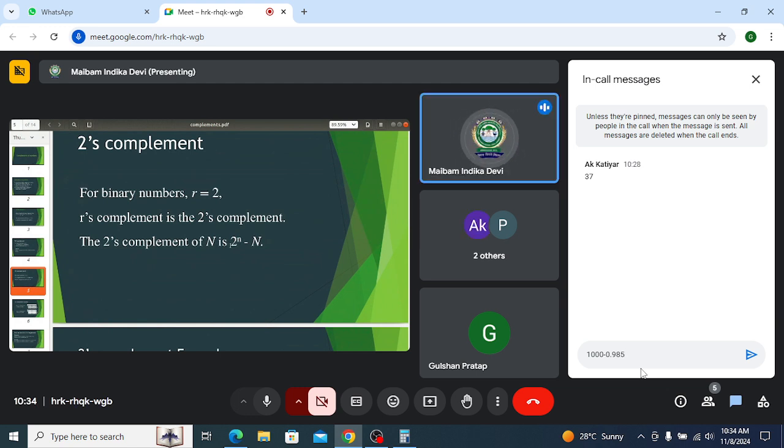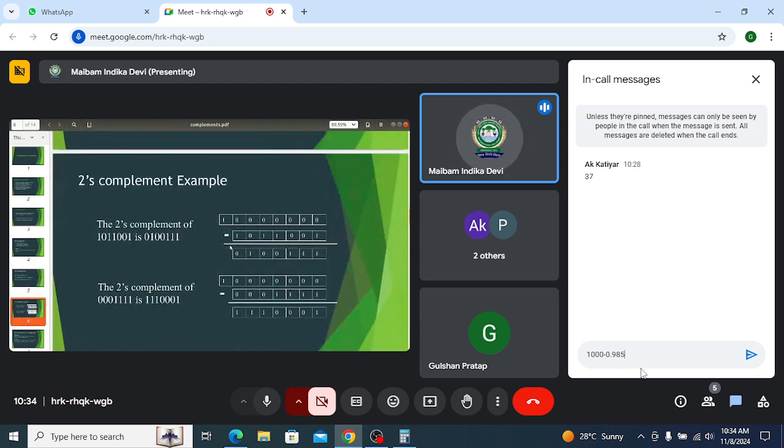Understood so far? Any problem? No. Then, for example, if you are supposed to find the two's complement of a given number, here you have 10110000. So how many digits do you have? 1, 2, 3, 4, 5, 6, 7. So 2 to the power 7 minus this number. Clear? Now 2 to the power 7 is what? 128.